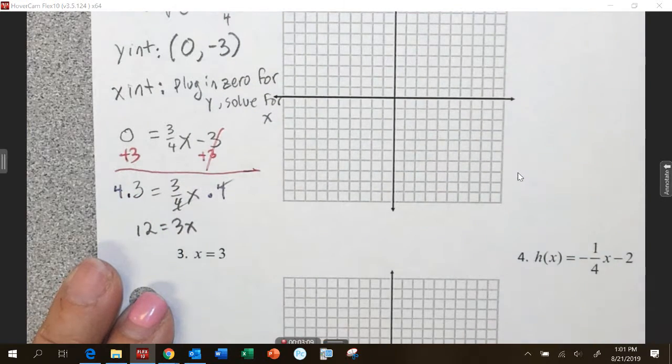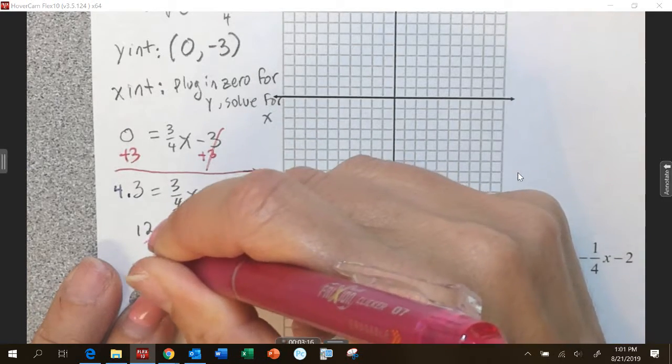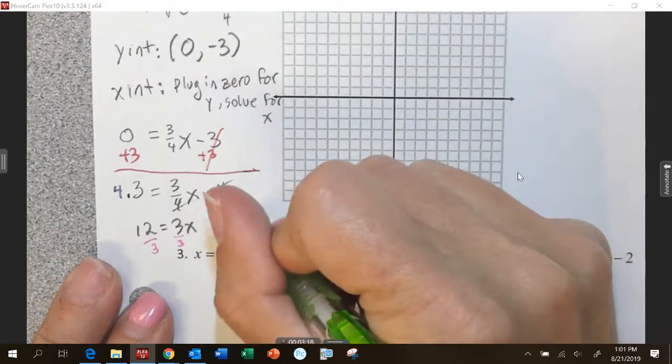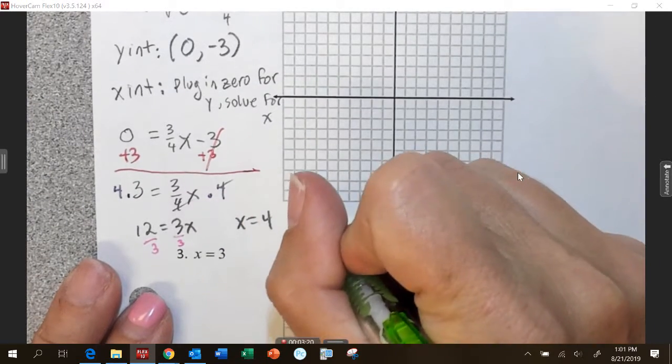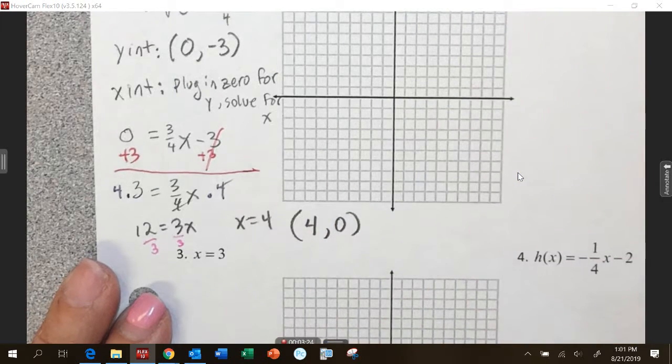I don't have x by itself yet. So now what should I do? Divide by 3. So when you write your intercept, you write it as an ordered pair. The x-intercept is 4, 0.